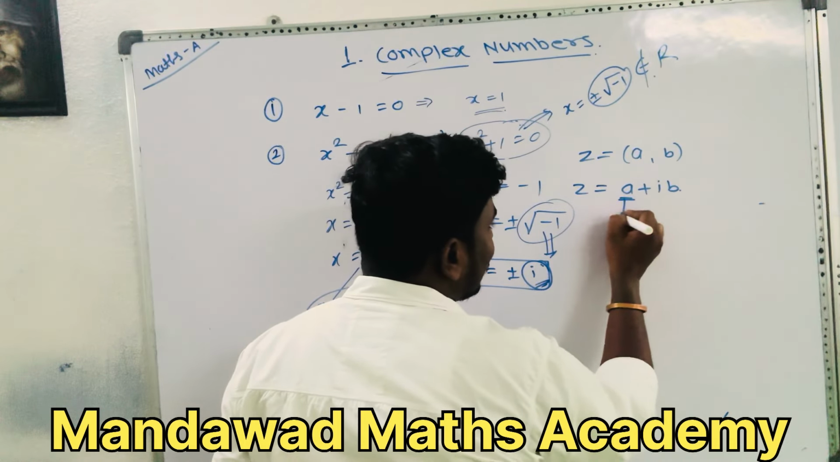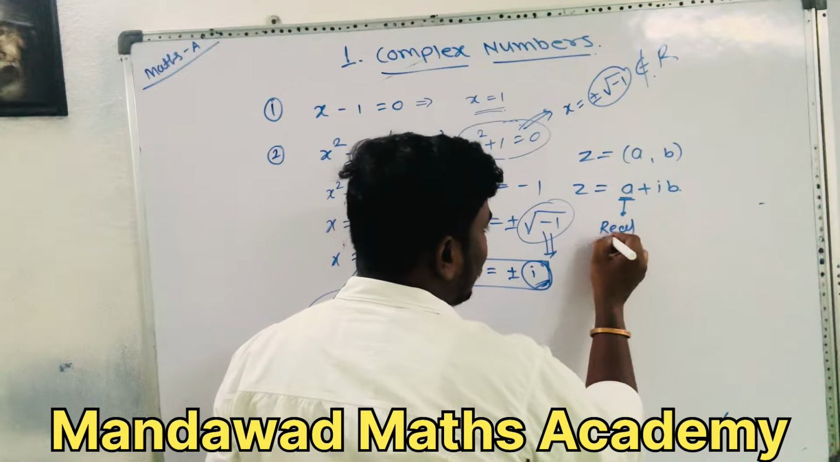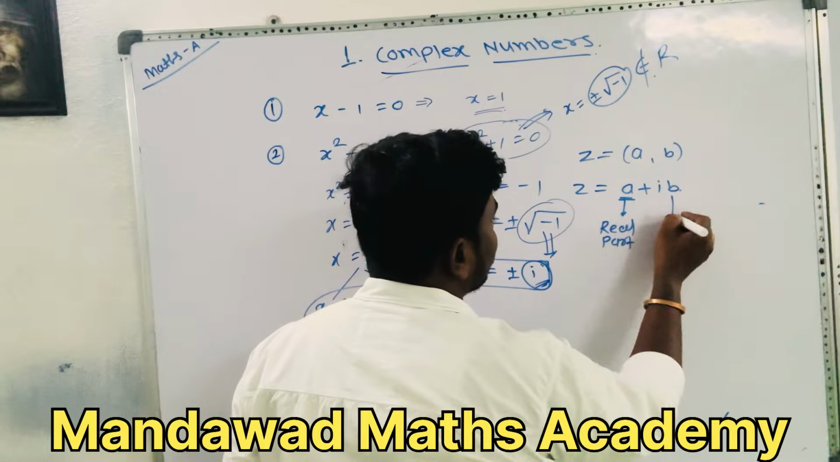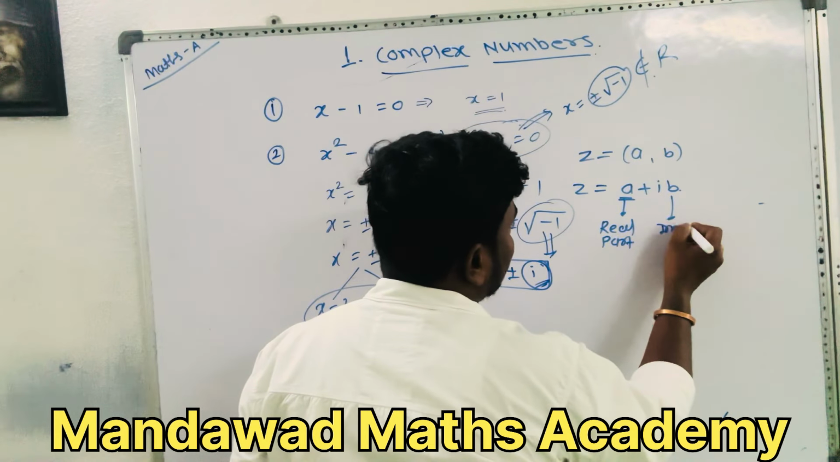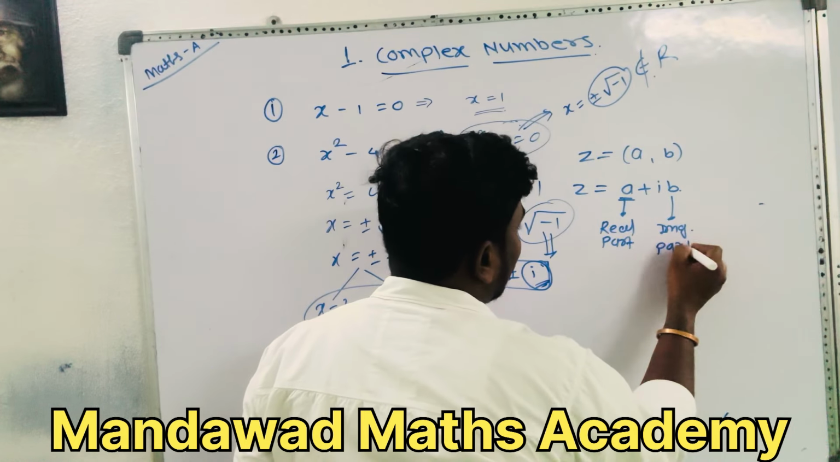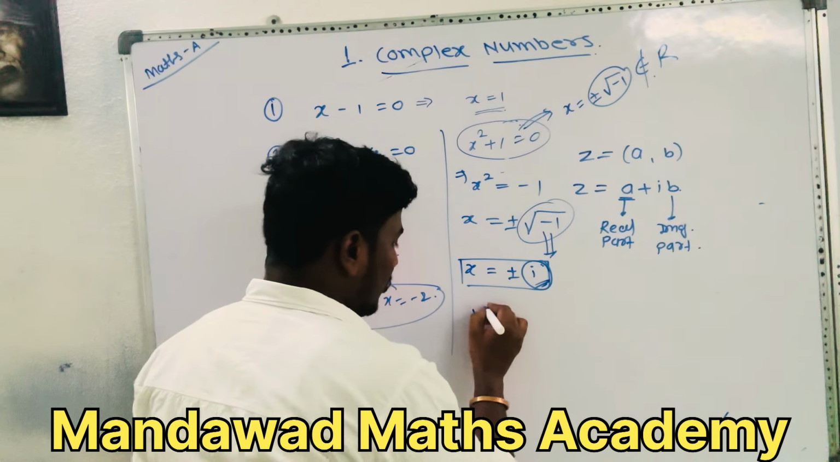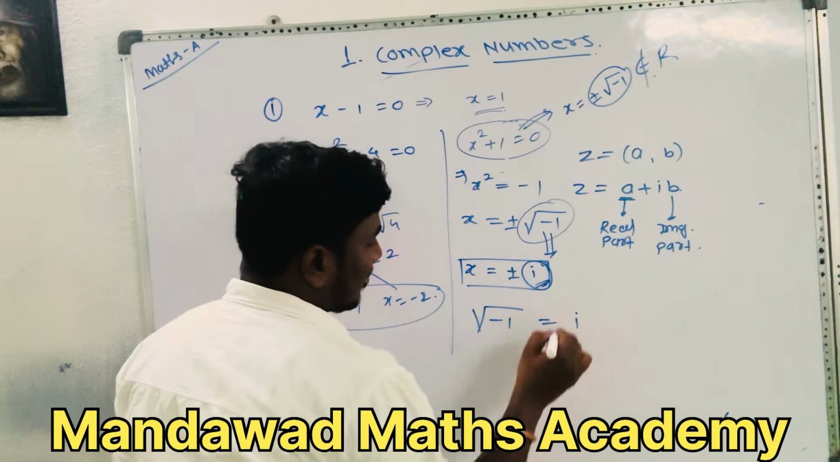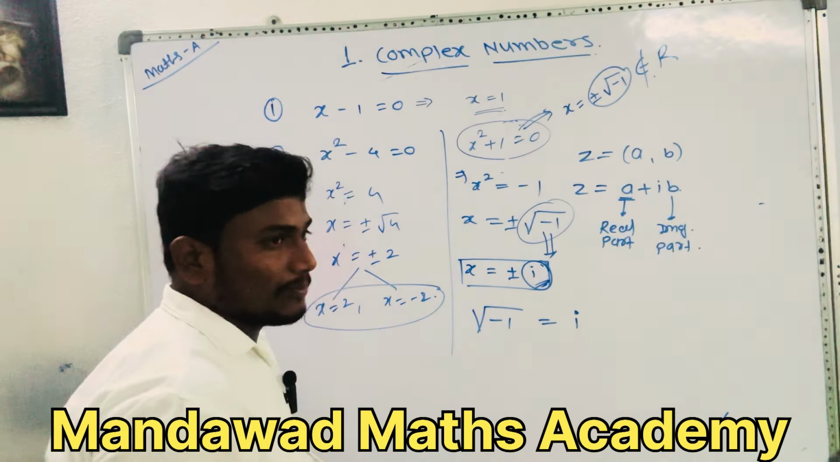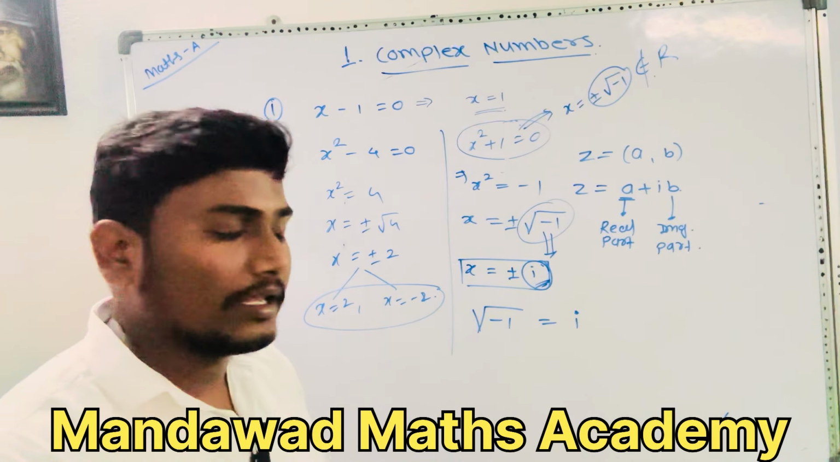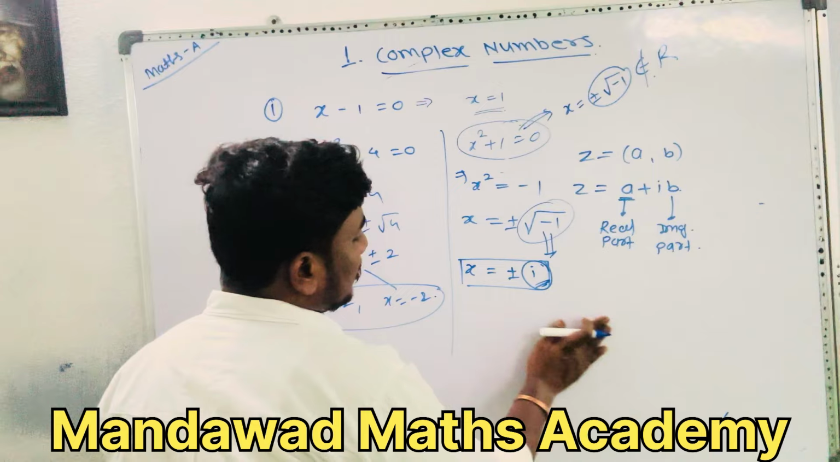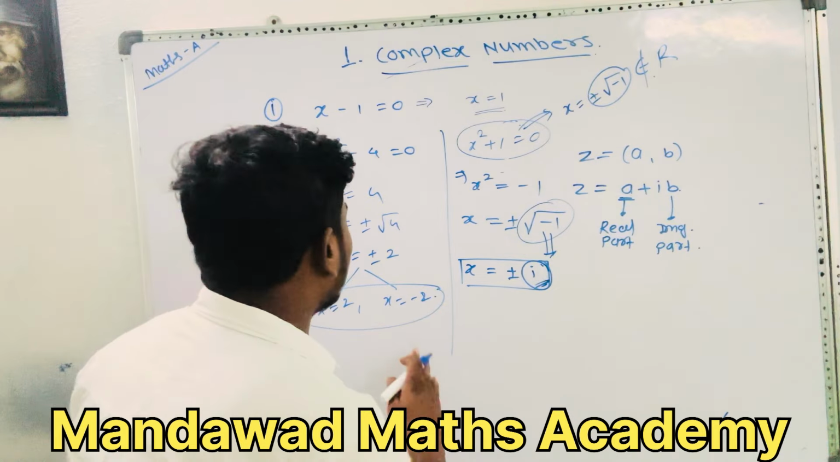So this a is called the real part, and b is called the imaginary part. So you can remember that root minus 1 value is i. So this i is called the imaginary part or the imaginary number. Is it okay?